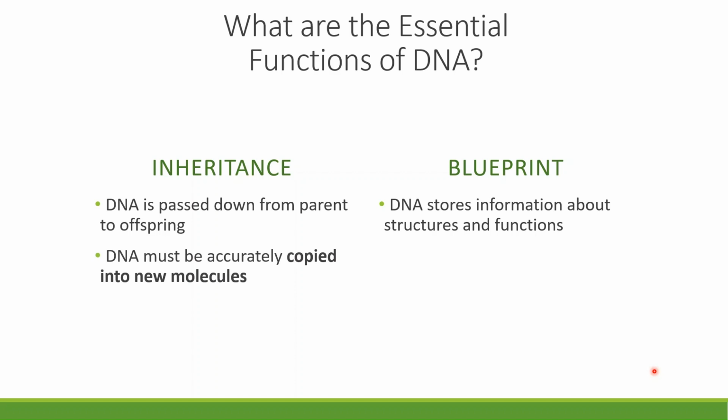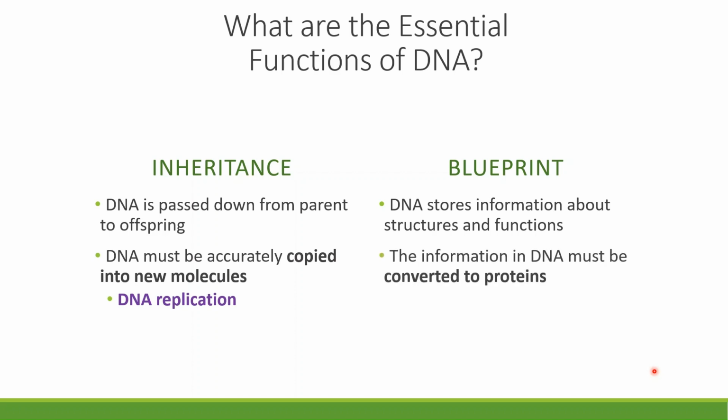You have to be able to copy it into a new book and then give that book to a new generation. And that is through a process called DNA replication. And in order for it to be able to provide information for functions and structures, what it is used to make are proteins. So DNA very specifically stores information in it to make proteins. It's a recipe book for proteins. And this process of converting the DNA code into proteins is broken up into two steps called transcription and translation.